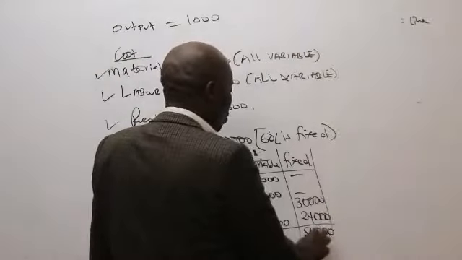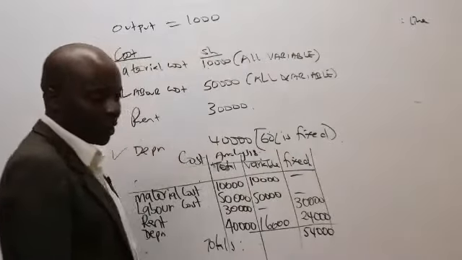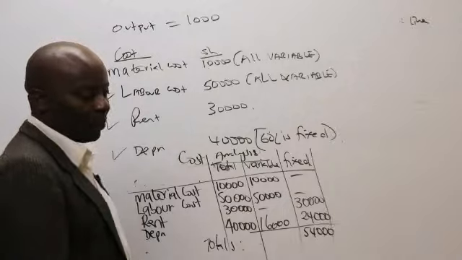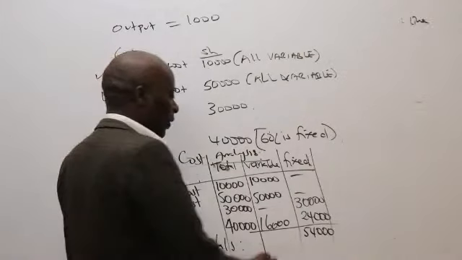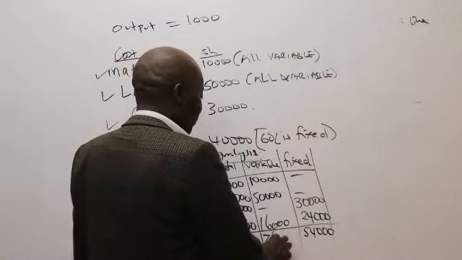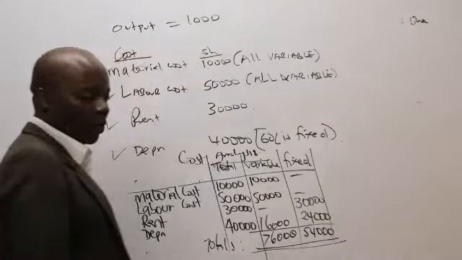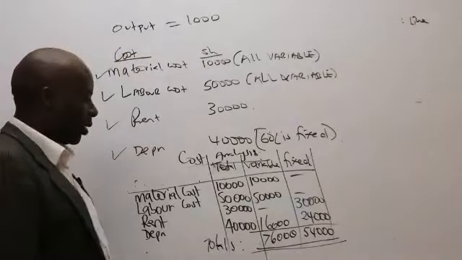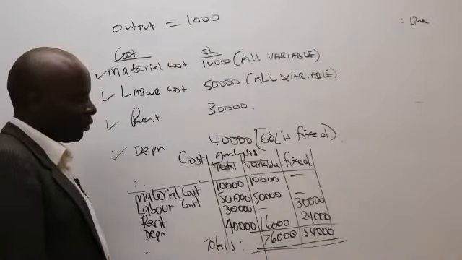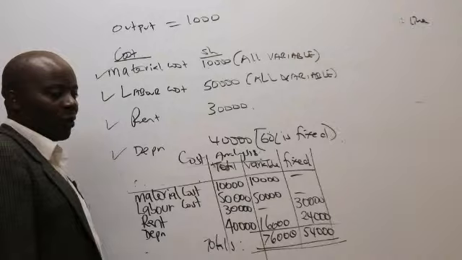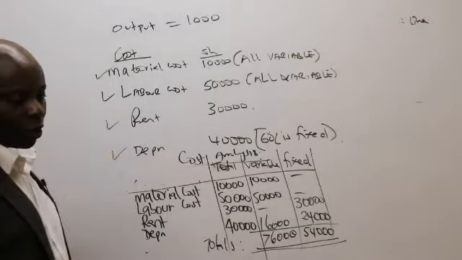So the total fixed cost I'm being told is 54,000, right? How about the total variable cost? I'm being told by Faith it is 76,000. Thank you very much. So you have the total variable and the total fixed.